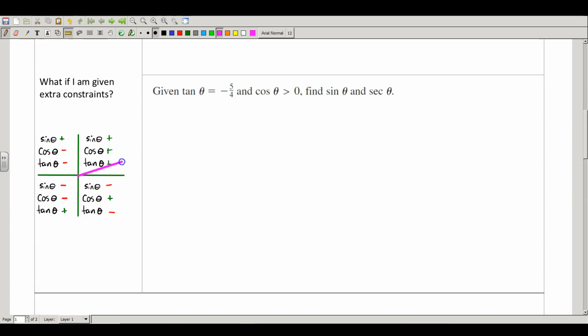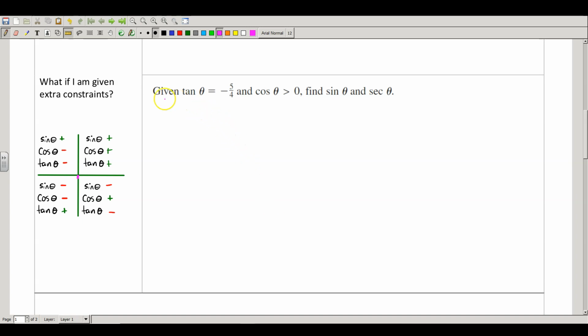Also remember the reciprocal functions. For sine, that would be cosecant. Cosecant would have the same signs as sine, its reciprocal. Secant would have the same setup as cosine, and cotangent would have the same setup as tangent. So I want you to think about that as we go through this problem.